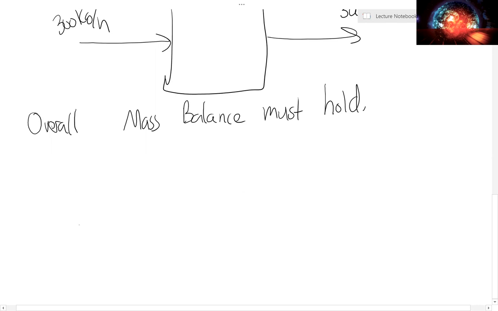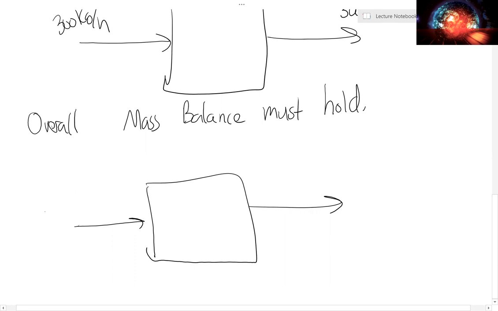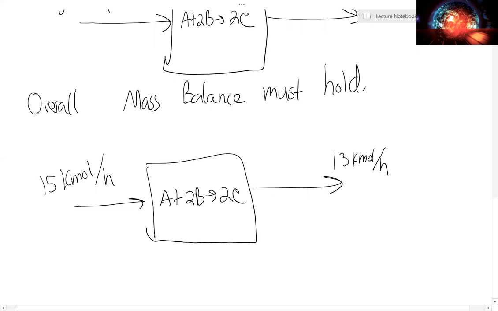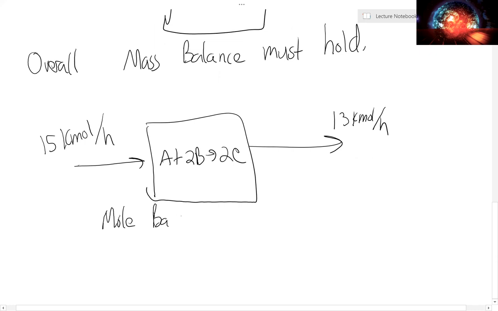However, and this is where you have to be really careful, if things are written in terms of moles, then you can have situations where your molar balance is going to be different because of those chemical reactions. So I could say my mole balance isn't going to be valid or useful when looking at things globally.